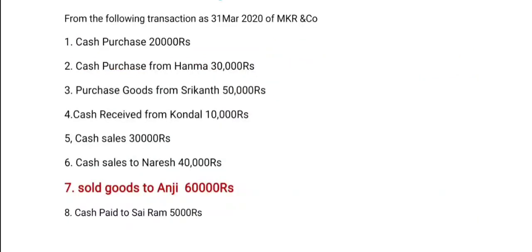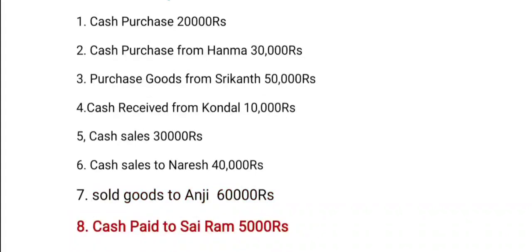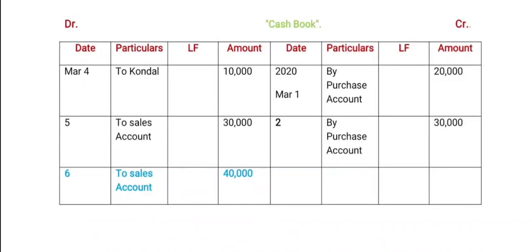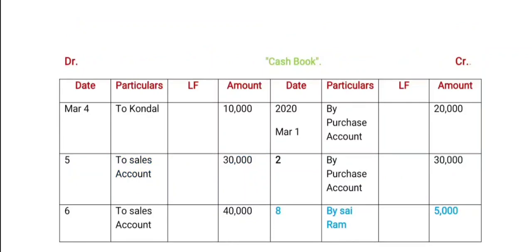7th March, goods sold to Anji 60,000 rupees. It is clearly defined that it is a credit transaction, so we don't need to prepare the cash book. Now we are going to the last transaction, that is 8th date, cash paid to Sairam 5,000 rupees. So it is a cash related transaction, we are going to the cash book. Cash is going out of the business, that's the reason we are going to the credit side of the cash book. Date column 8th March, by Sairam, then going to the amount column 5,000.